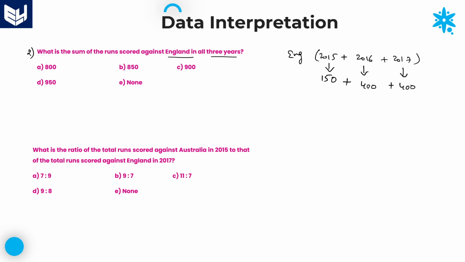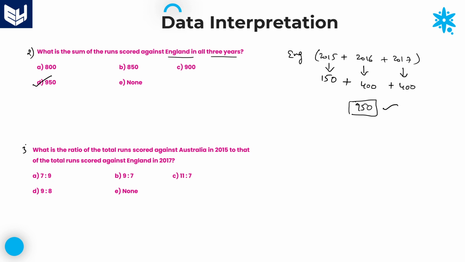400 plus 400 is 800. 800 plus 150 is 950. Therefore, total runs scored against England in all the three years is equal to 950. Among the options here, 950 is there at option D. Therefore, our required answer for this question is option D, 950. That is the answer for this question.